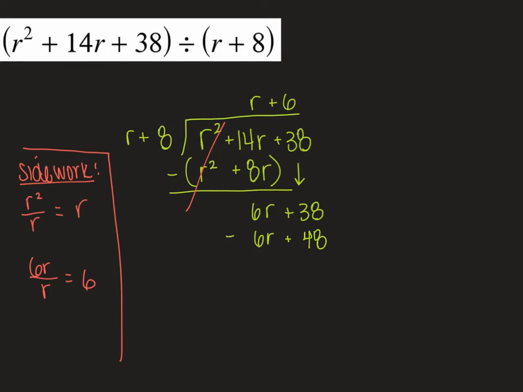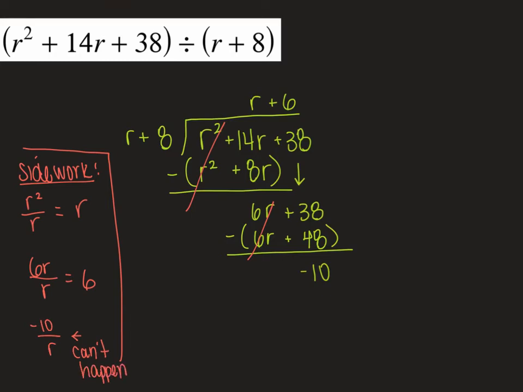So we're going to subtract. We're going to make sure that we subtract both terms. Now again, 6r minus 6r cancels. That's what we want. And then we have 38 minus 48, so we end up with a negative 10. So just like with the last problem, there's no way, and you can even see it if you do some side work here, so there's no way that you could divide negative 10 by r. Okay, so this can't happen. So this can't happen, and what that tells us is that that negative 10 is really our remainder here.